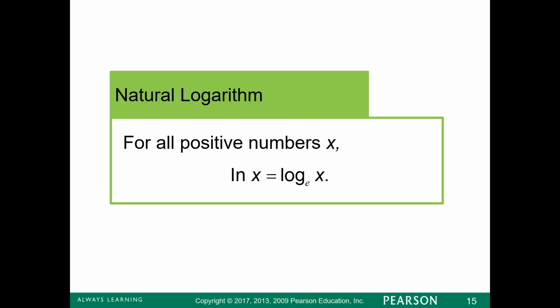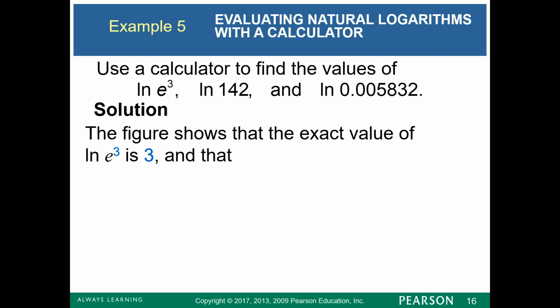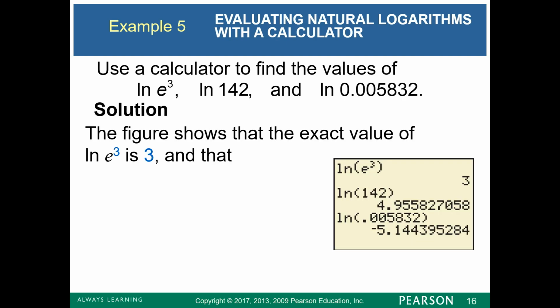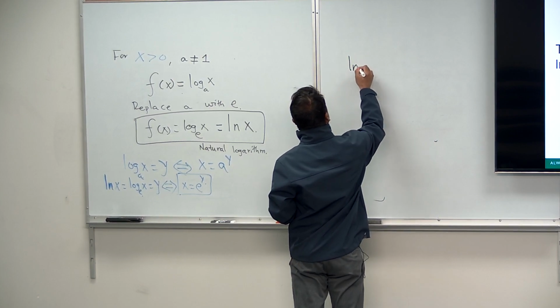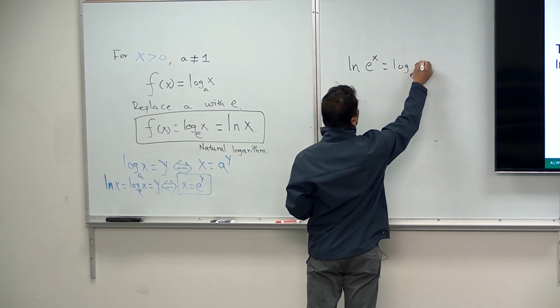Okay, so this is natural log. We did that one, right? And use the calculator to find those values. You can do this one. Let me write down one thing here: ln e to the power x is always equal to x. If you have ln e to the power x, this is the same as logarithm with base e of e to the power x.